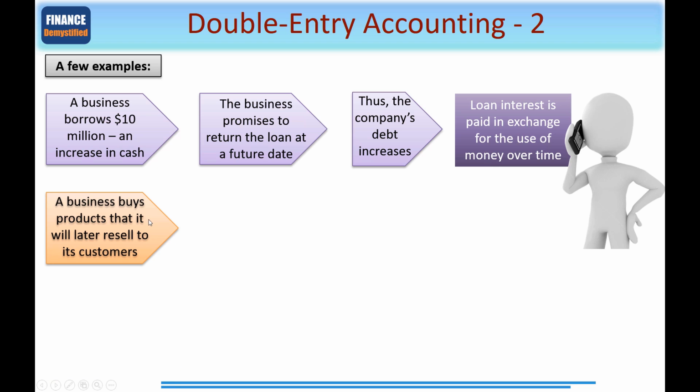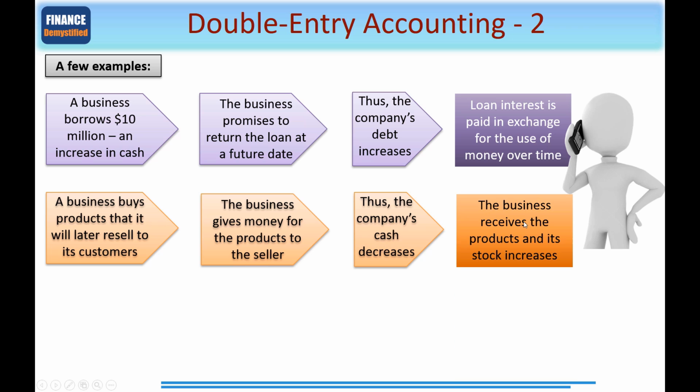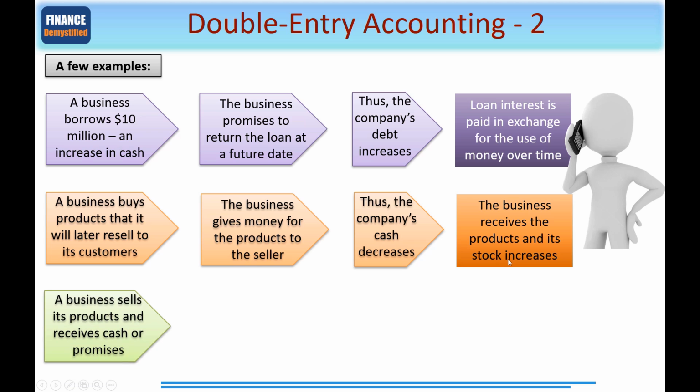Another example, a business buys products that later it will resell to its customers. This same business gives money for the products to the seller. So suppose the product is a washing machine. They would be buying electric motors and parts from the sources of supply. So as the company does this, the company's cash decreases. However, at the same time, the business receives the products and therefore its stock increases. Another example of the need for double entry accounting.